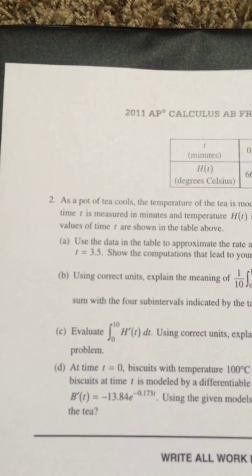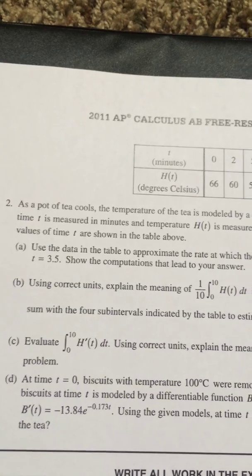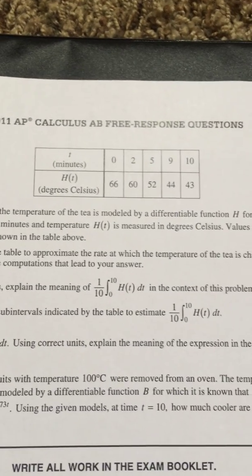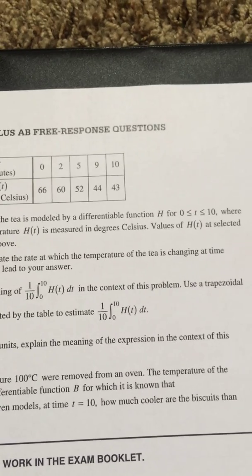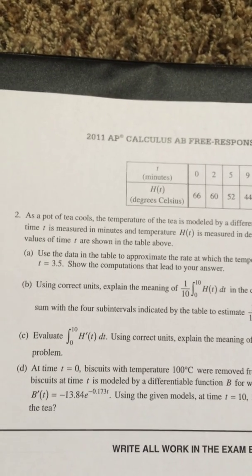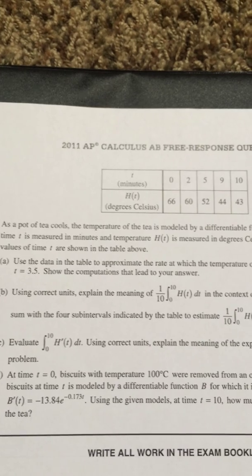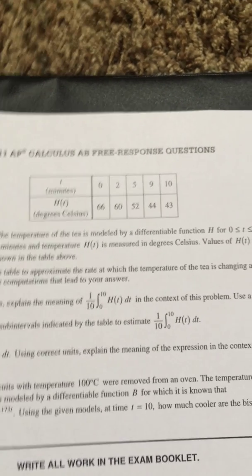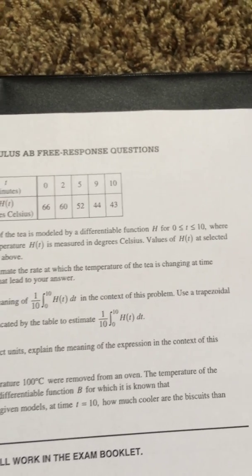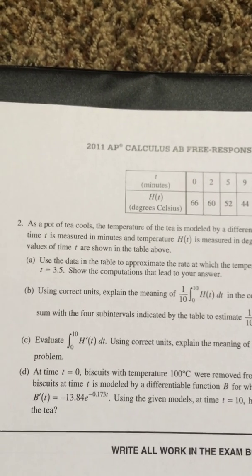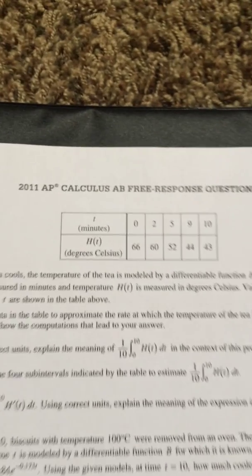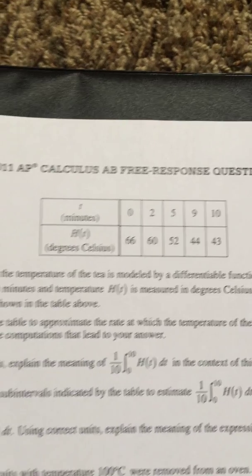Number 2 says, as a pot of tea cools, the temperature of the tea is modeled by a differentiable function H for 0 ≤ t ≤ 10, where time t is measured in minutes and temperature H(t) is measured in degrees Celsius. Values of H(t) at selected values of time t are shown in the table above. And here is the table.